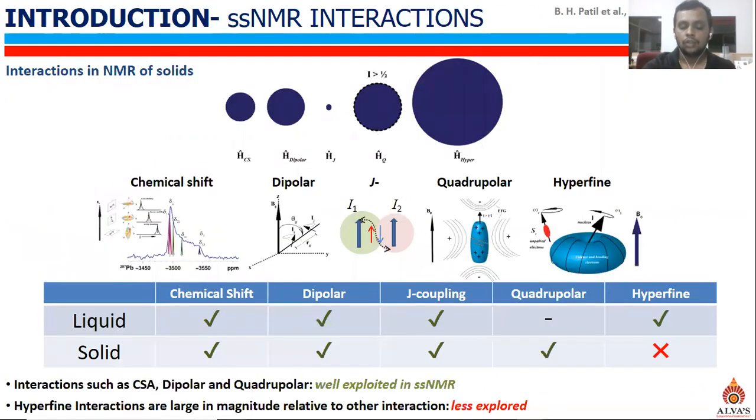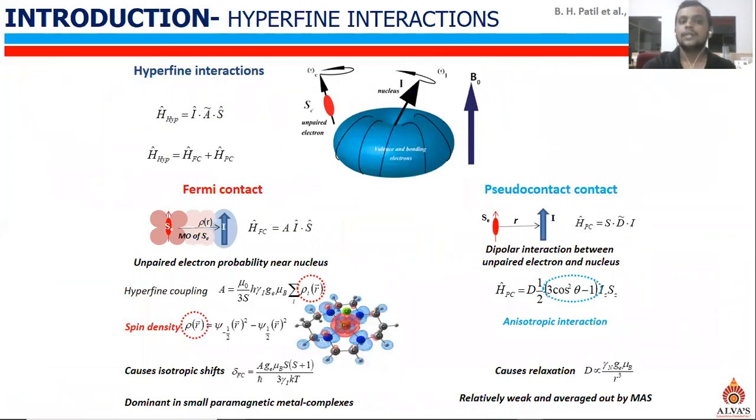Among all the interactions, the hyperfine interaction is the most prominent in the NMR of solids. In the case of liquids, the chemical shift, the dipolar, the J coupling, and the hyperfine interactions are well exploited, but in the case of solids, the hyperfine interaction is less explored. So what is this hyperfine interaction? The hyperfine interaction is nothing but the interaction between the nucleus and the unpaired electrons.